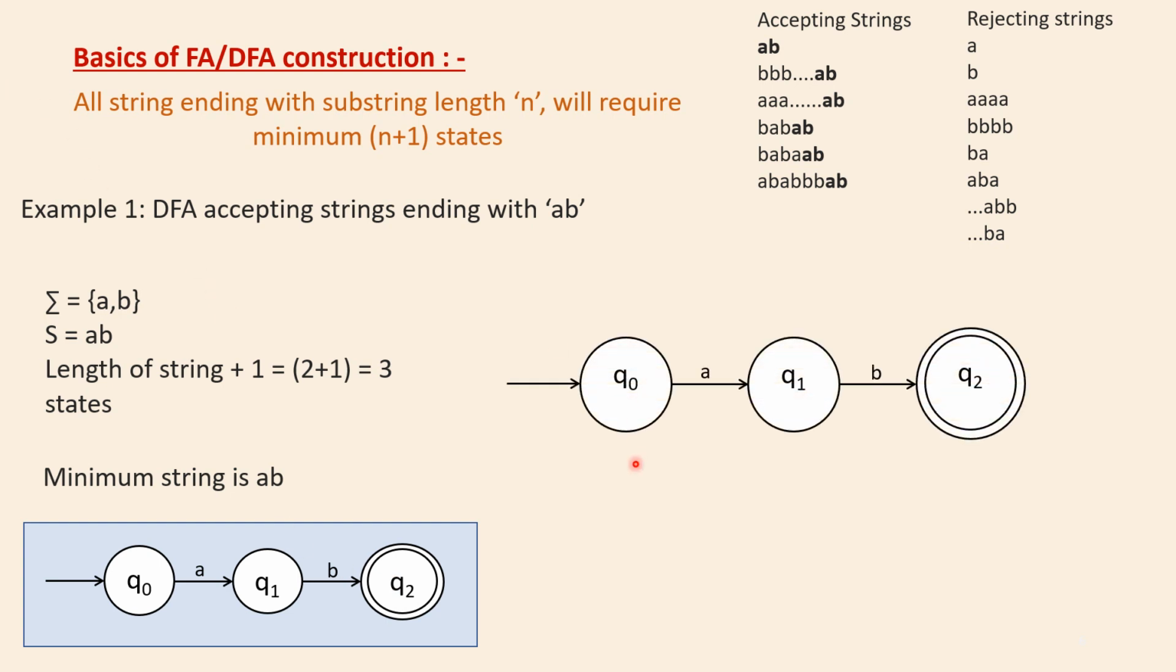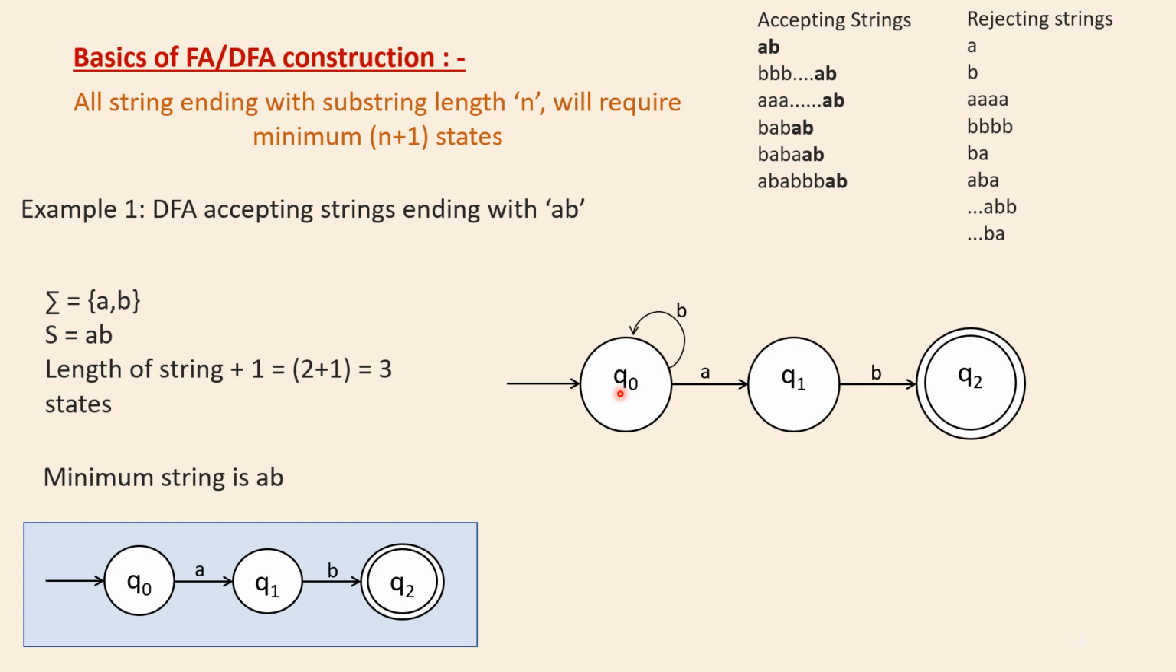So we have Q0, Q1, Q2. Assuming that if I have B, B, B and n number of B's ending with AB, so here A and B is going to the final state. Now I have n number of B's. So I am looping B here. So the string is starting with n number of B's, so I am looping B to Q0 itself.